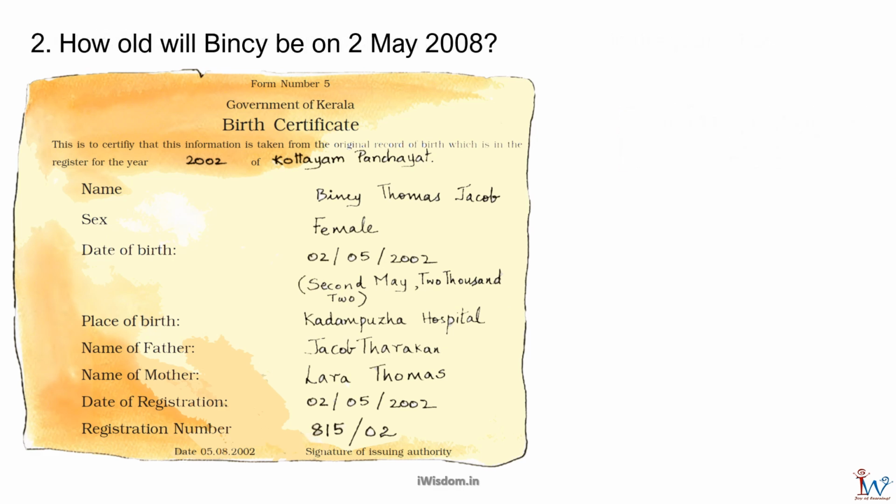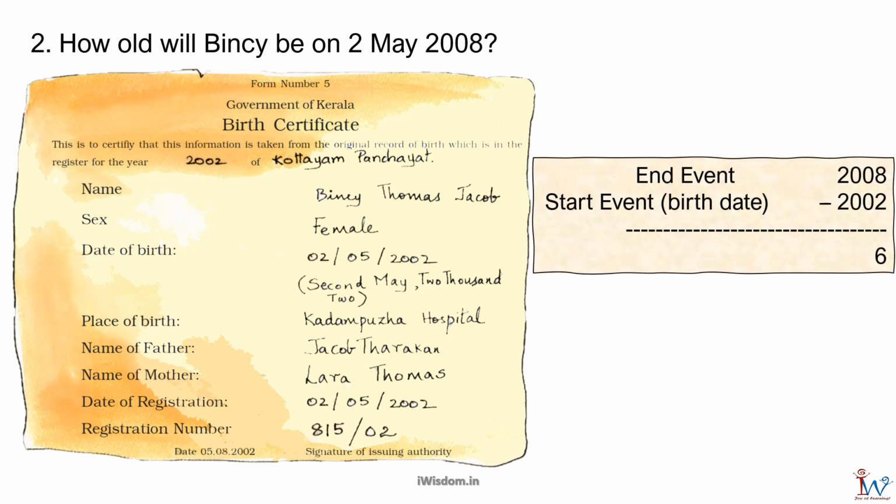How old will Binky be on the 2nd of May 2008? The 2nd of May is the birthday of Binky. To calculate her age we do 2008 minus 2002, which is 6, so Binky will be 6 years old on the 2nd of May 2008.